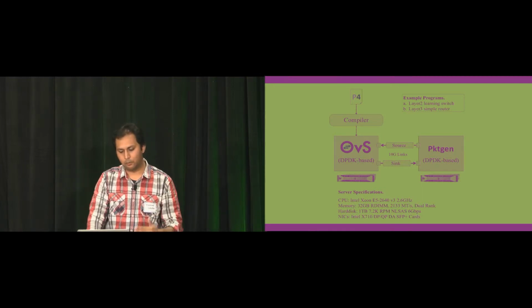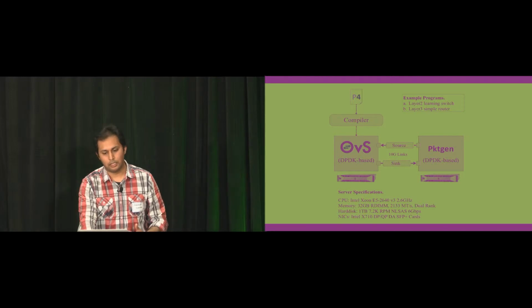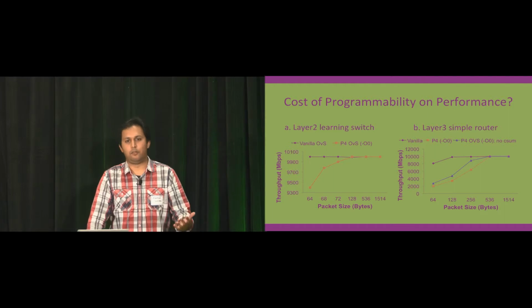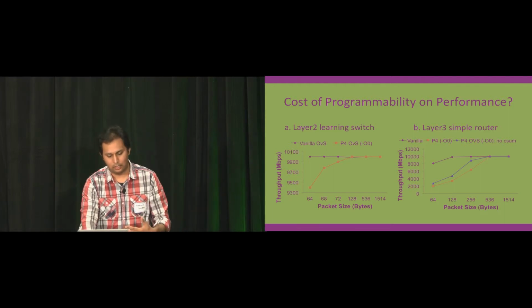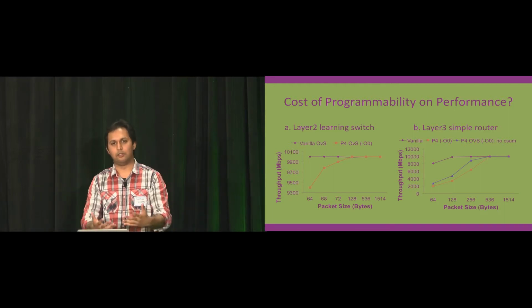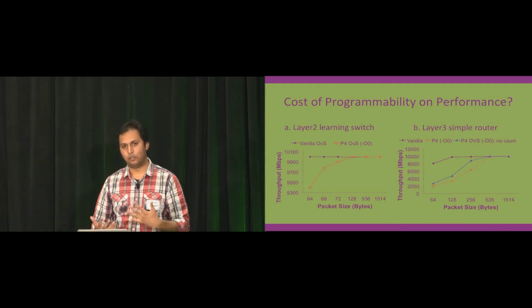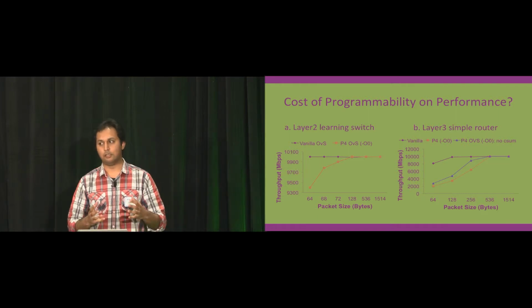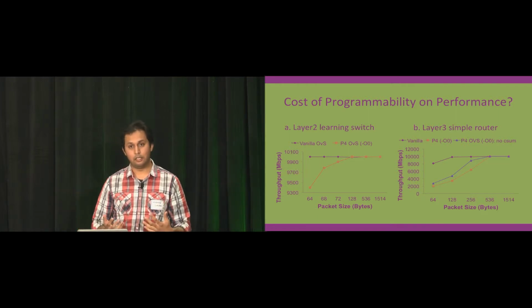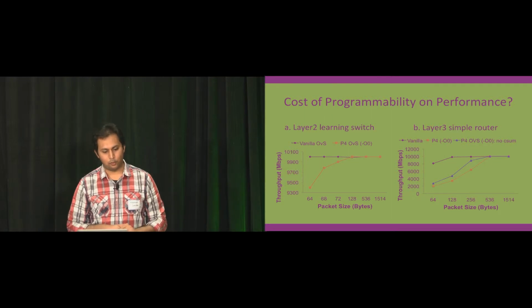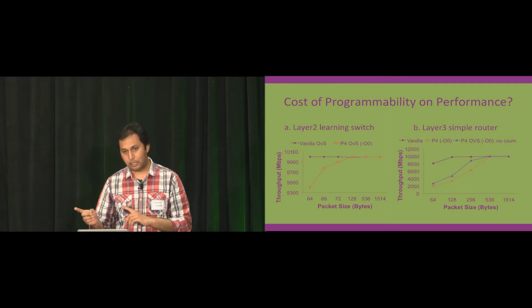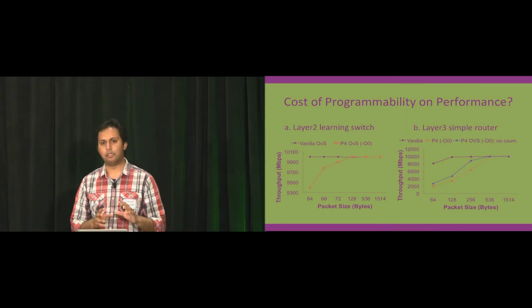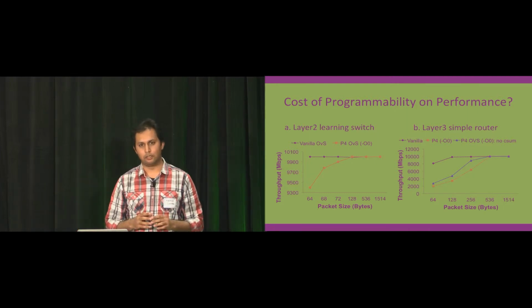We ran them through our compiler and did some performance measurements. What we found is that, because we added so much logic in the data path, the performance has to go down. But let us explore why this is happening and what we can do to optimize it. In the layer 2 learning switch, vanilla OVS, which is the existing OVS, performs around 10 gig for all packet sizes. But for the simple router, because we added parsing for IP headers, we see a small dip in the small packet sizes for the vanilla OVS.